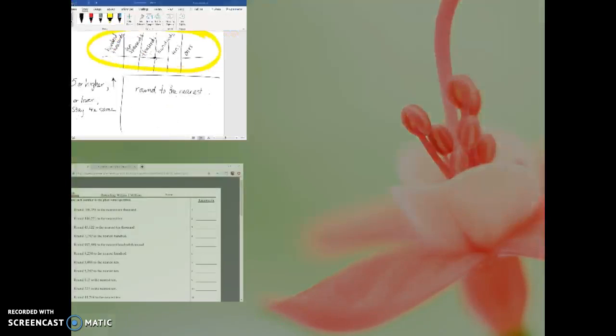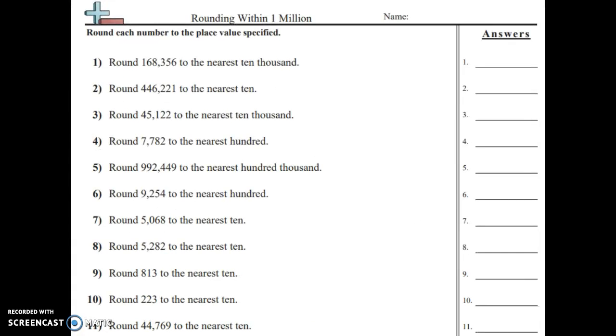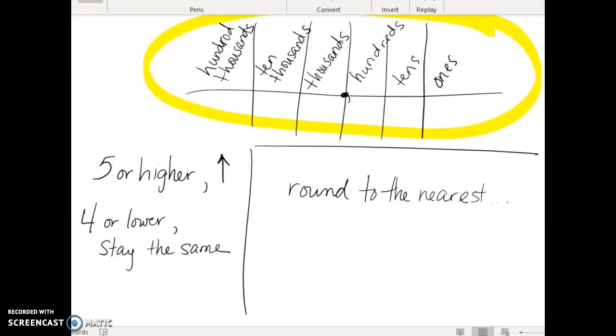Alright. Number 3. Round 45,122 to the nearest 10,000. Okay. 10,000. 45,122. Alright. So, you take a moment and you try it out.